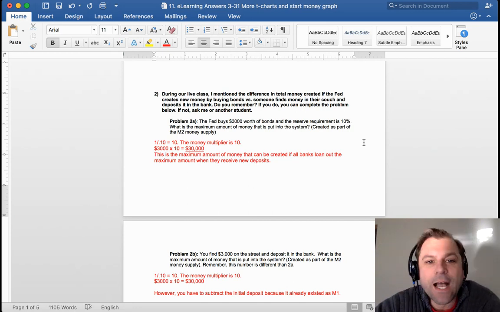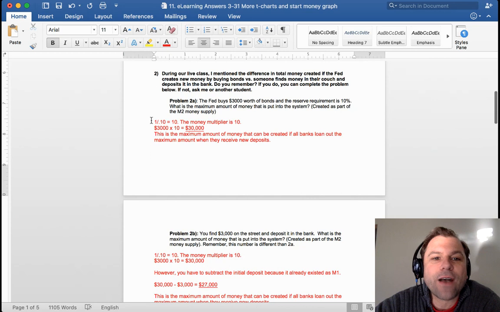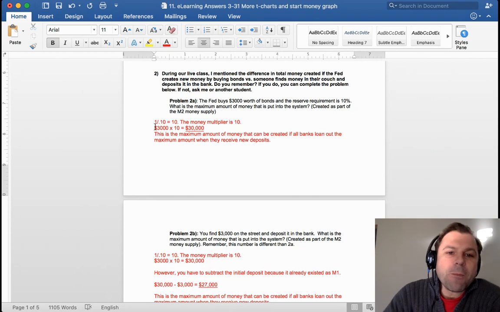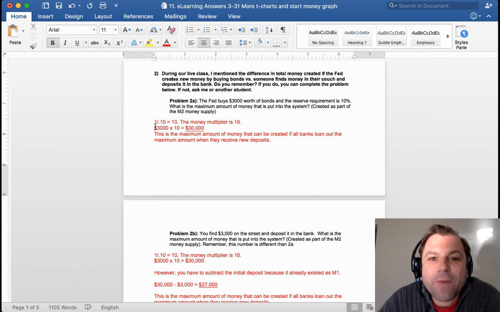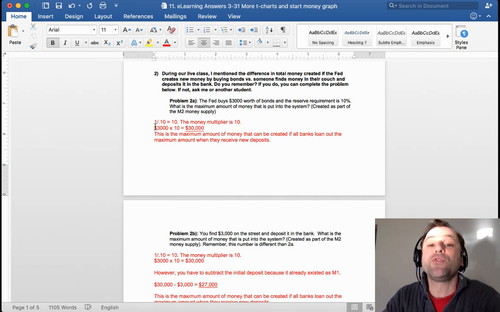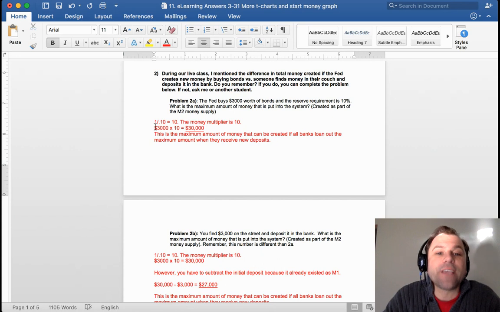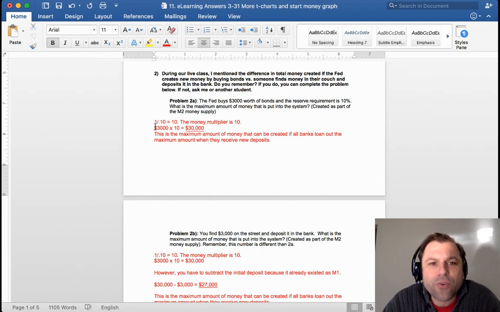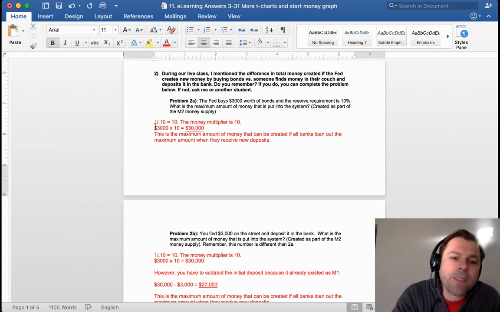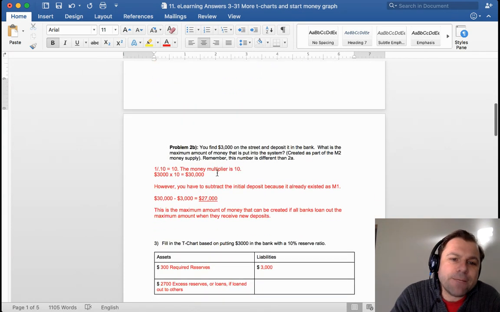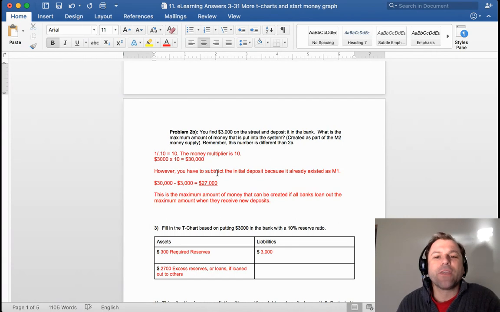So in 2A, we have the money multiplier is 10 and the maximum amount of money that can be put in the system. And remember now, this is M2. So M2 includes all of those savings. So it's not just the cash. So you do the initial deposit, you multiply by 10, you get $30,000. Remember, when you're looking for M2, you're going to see words like total money or overall money supply, things like that. Then in 2B, you subtract out the initial deposit.